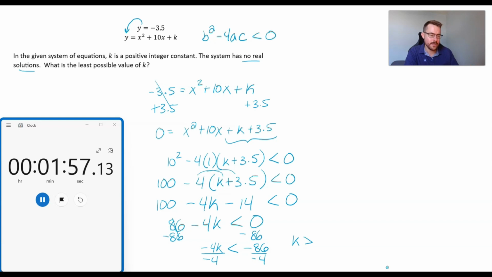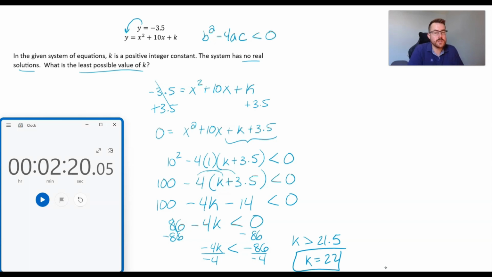Now we've got to do this out here where we can simplify this down. So 86 divided by 4. Let's just see what that is really quickly here. 86 divided by 4 is 21.5. And so if k is greater than 21.5, then the least possible value of k would have to be 22. Now here's the thing about that though. That just took us 2 minutes and 20 seconds to complete here.